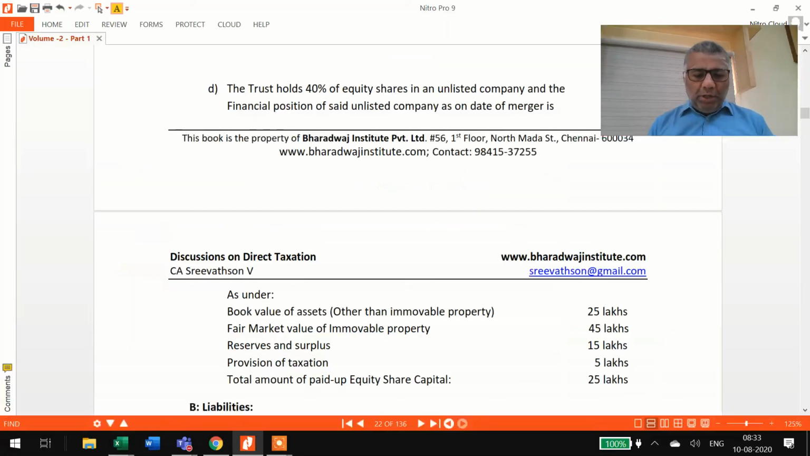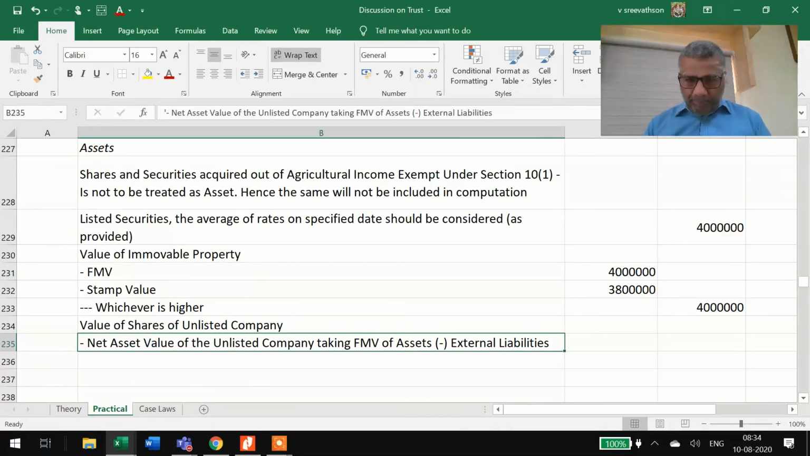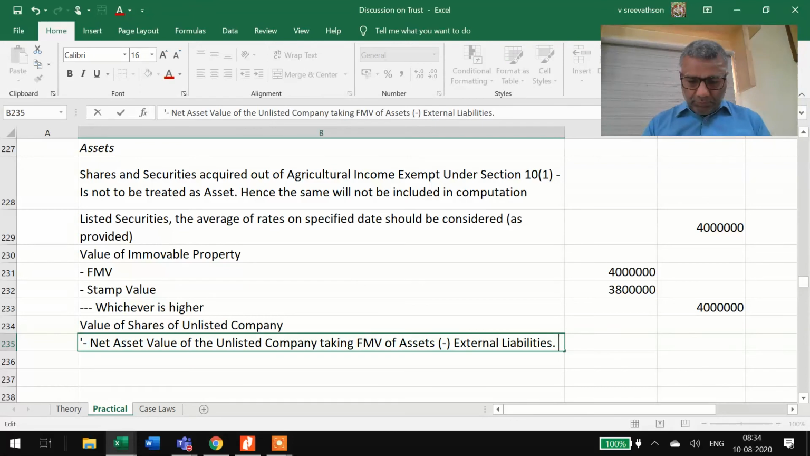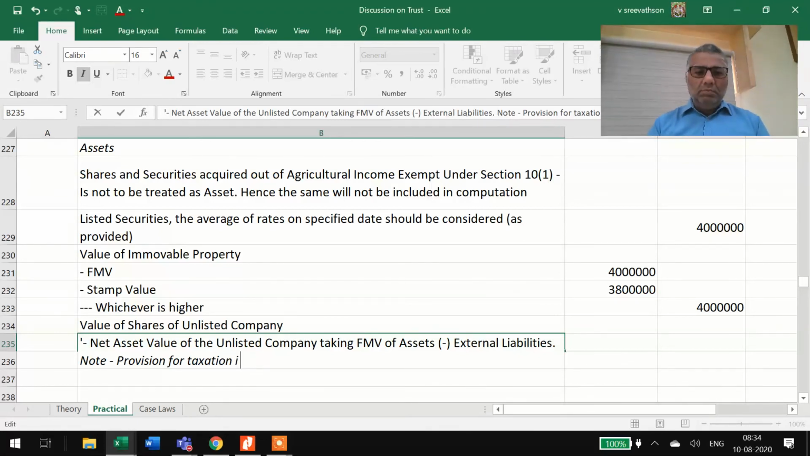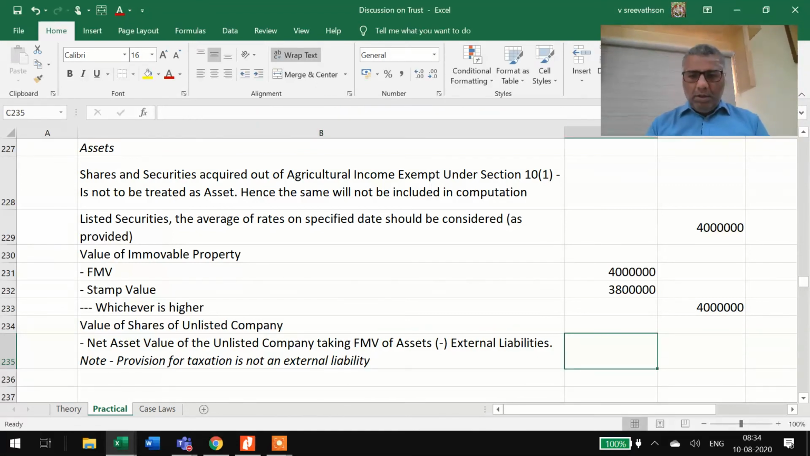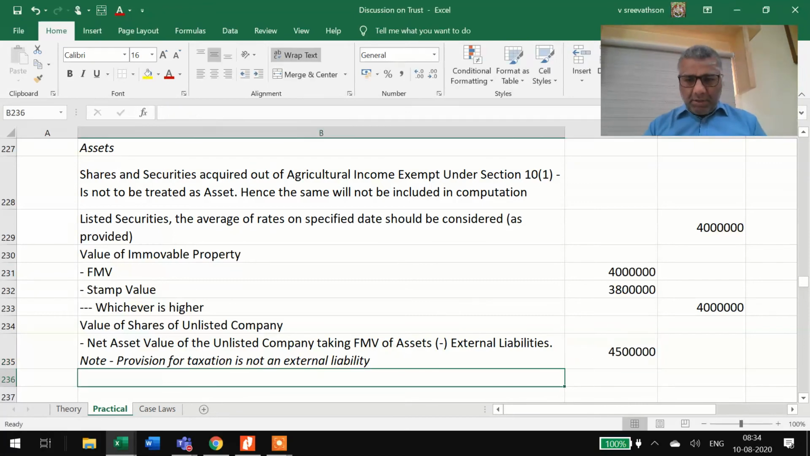If I look at it, there is no external liability. Fair market value is 45 lakhs. All the three are internal liabilities only. Provision for taxation is not an external liability. So it comes to 45 lakhs and I hold 40%.